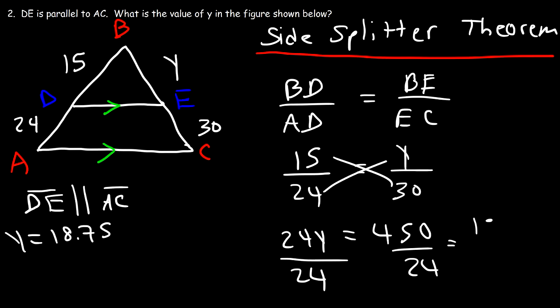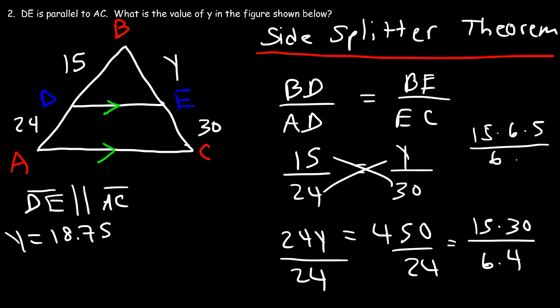450, we know it's 15 times 30. And 24, we could break that into 6 times 4. Now 30 is 6 times 5. And so notice that we could cancel a 6. And 15 times 5 is 75. So y, the exact answer, is 75 over 4, which is still 18.75. Both answers are exact. So that's how you can use the side splitter theorem to calculate the value of y.